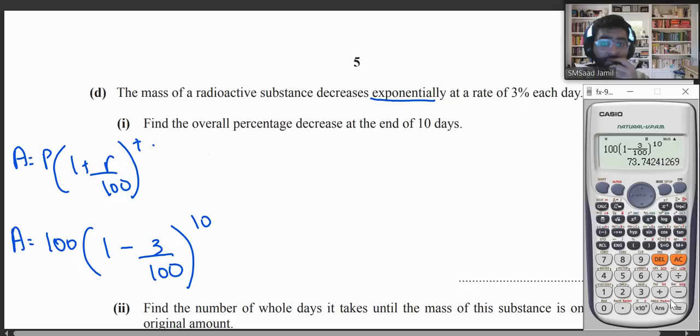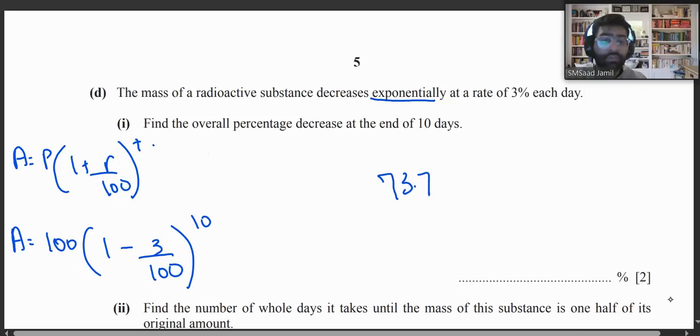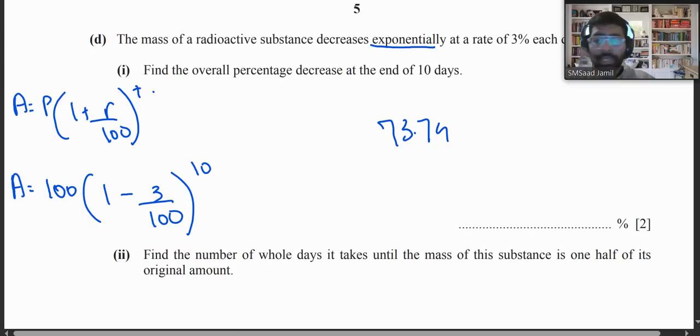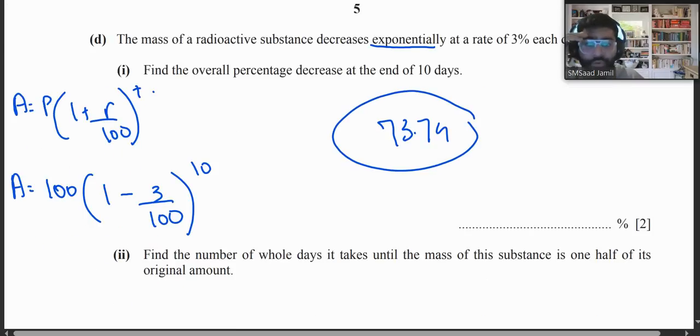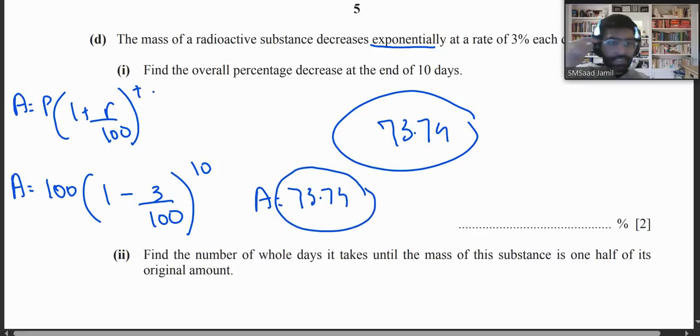So after 10 days, find the overall percentage decrease. It is 73.74. Now do you guys get it? Again, this is not your answer, because why? The amount is 73.74. Now think logically, it says find the overall percentage decrease. On the first day, radioactivity was 100%. Now how much is radioactivity? It's 73.74. So by how much has radioactivity decreased? Find the overall percentage decrease.